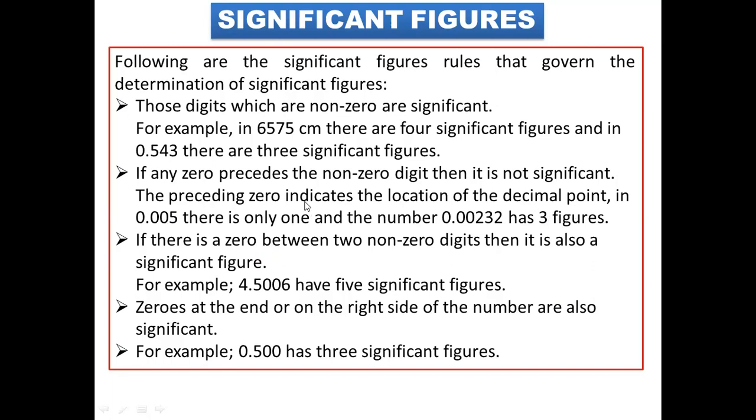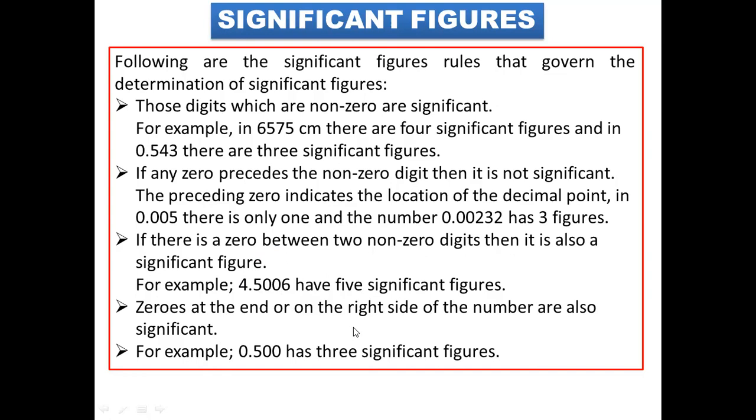If there is a zero between two non-zero digits, then it is also a significant figure. See here, for example, 5006. The zeros are coming in between two non-zero digits, so all will be considered significant figures, and the last is a separate significant figure, that is the whole number 6. So 5, 0, 0, 6, that is 4 digits, plus 1, so in total 5 significant figures are there. If there were a 0.0, that would not be considered significant, but here is a whole number and these are the digits, so overall 5 significant figures will be considered.